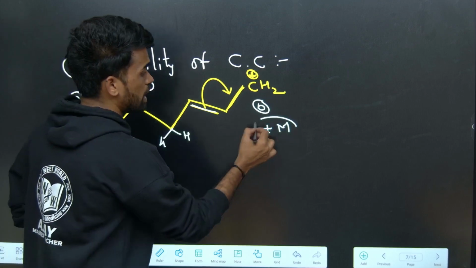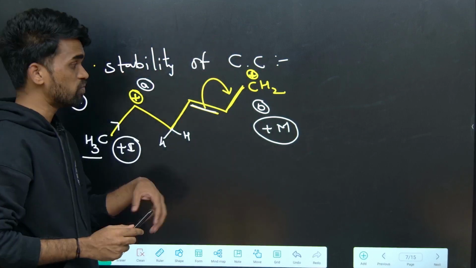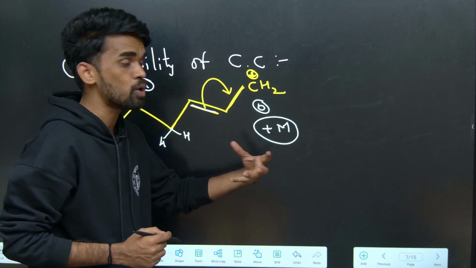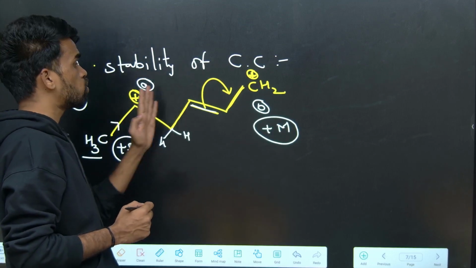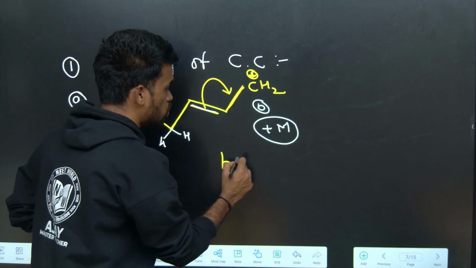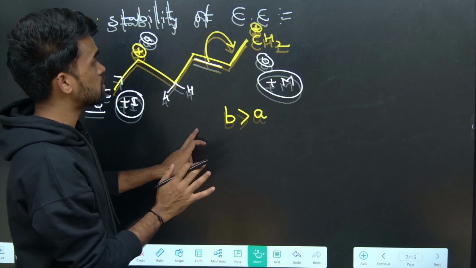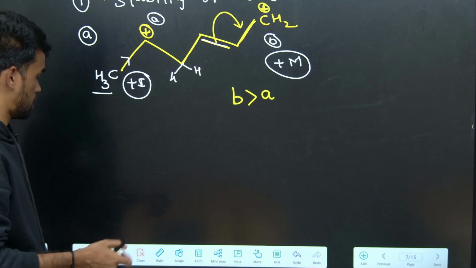Here we have plus M effect. So which effect is the dominating effect? I told you the mesomeric effect is the dominating effect. Therefore, out of these two carbocations, B is more stable than A. I hope this is clear. If not, we will see a few more examples, which will give you a clearer idea.